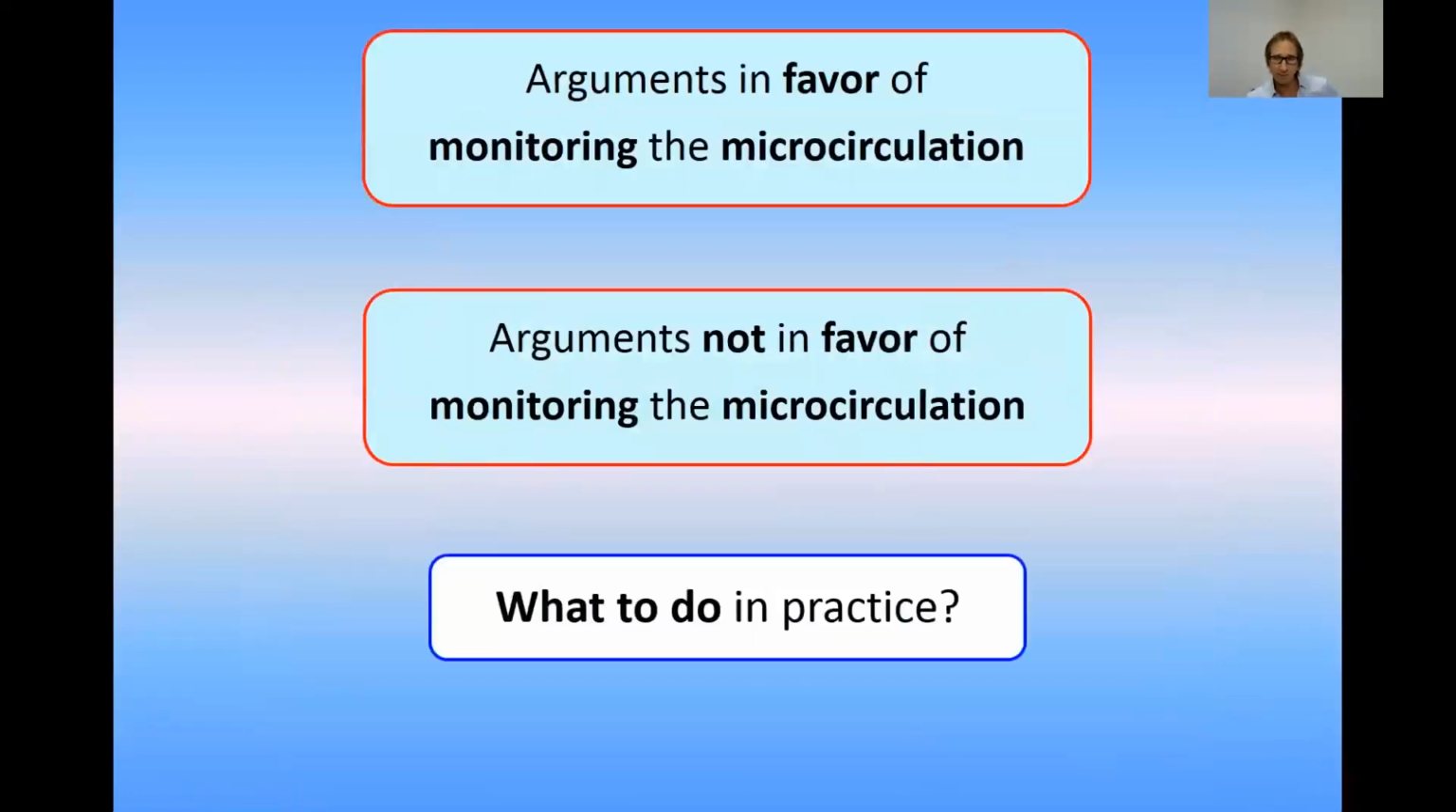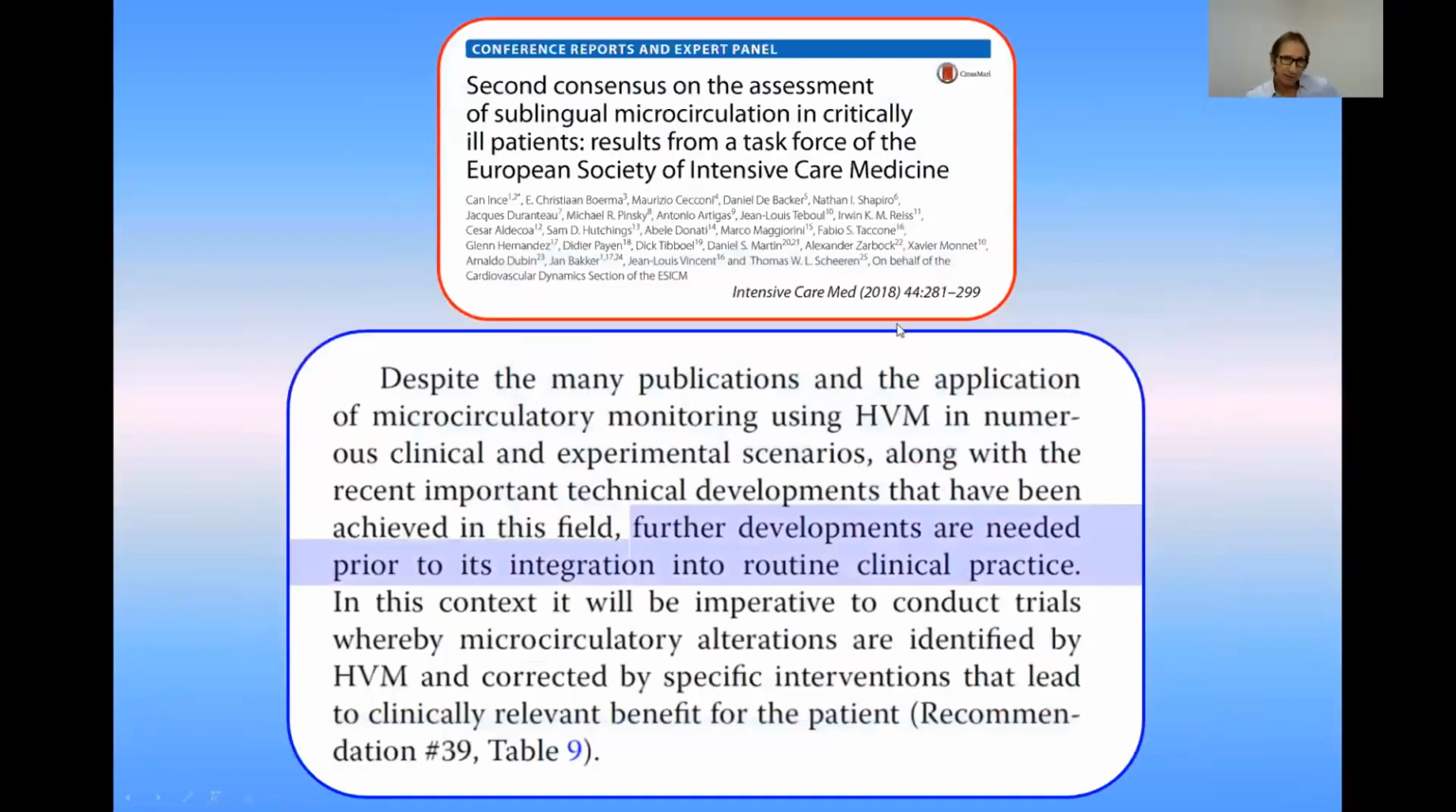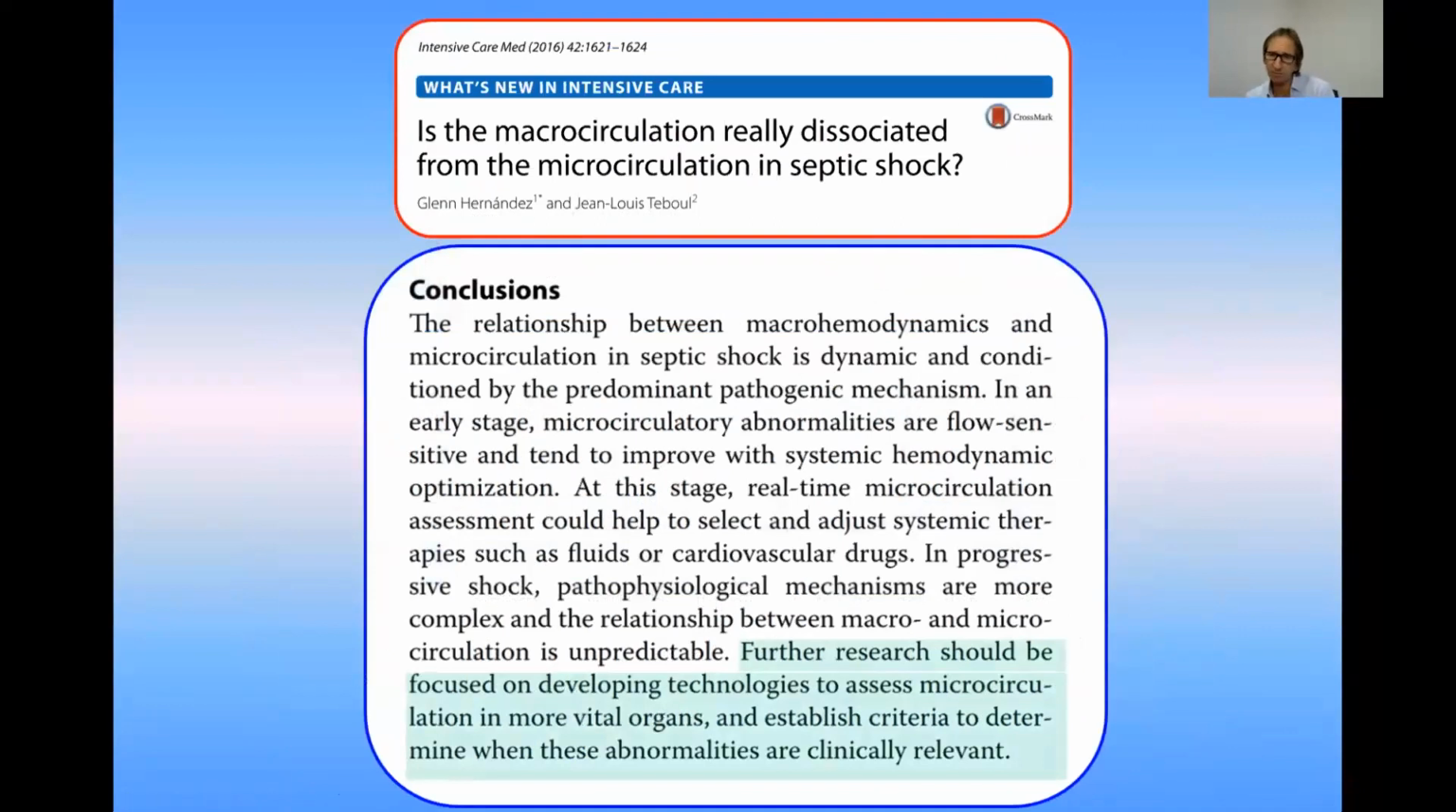So, what to do in practice? The consensus paper said that further developments are needed prior to its integration to routine clinical practice. They talk about the assessment of sublingual microcirculation. I would say that further research should be focused on developing technologies to assess microcirculation in more vital organs and establish criteria to determine when these anomalies are clinically relevant. I think that the more vital organs are more important for the microcirculation assessments.